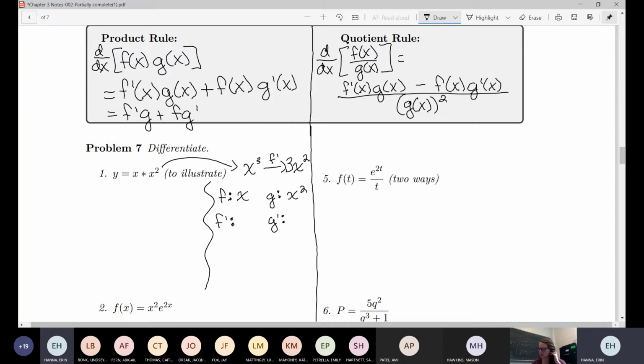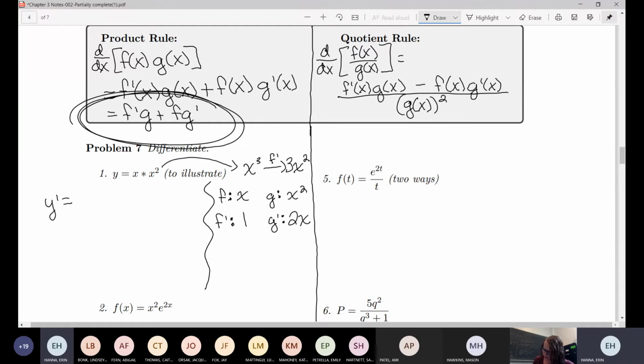I like to come off to the side and say, what's my one function? What's my other one? What are my two derivatives? So what's the derivative of x? It's 1. What's the derivative of x squared? It's 2x. And then once I have that chart off to the side, I can just put it in that format of f prime g plus fg prime.